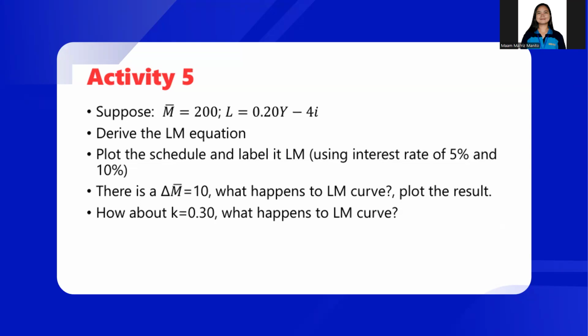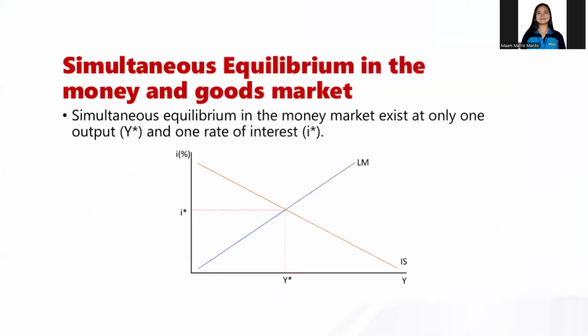Okay. Just to wrap everything up from IS to LM. We have now the simultaneous equilibrium in the money and goods market. So we are done with IS, the goods market, and we are also done with the money market, or LM. We can now calculate the simultaneous equilibrium between the money and goods market. So it only exists at one output and one rate of interest.